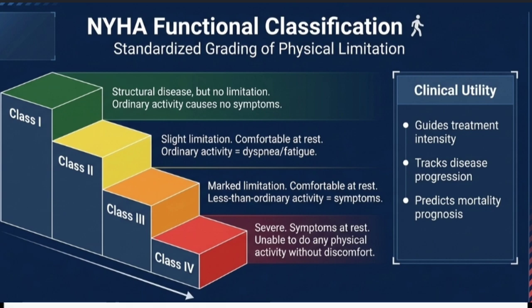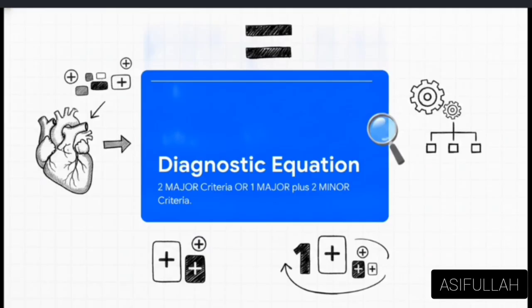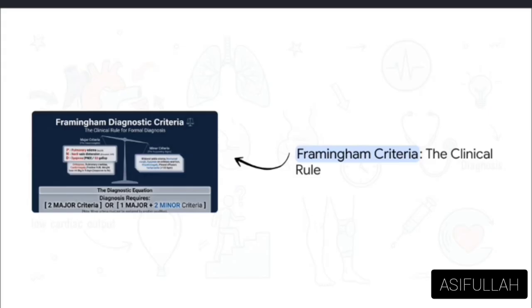Finally, to lock in an official, undeniable diagnosis of heart failure, we rely on a very specific mathematical rule based on major and minor clinical signs. To make the diagnosis, you need either 2 major criteria or 1 major plus 2 minor criteria. We figure that out using the Framingham scale.